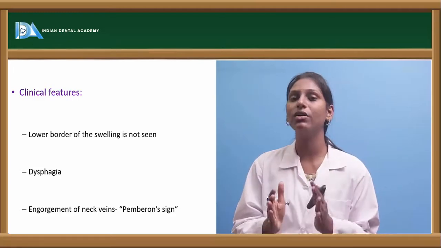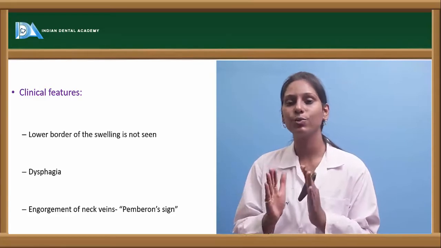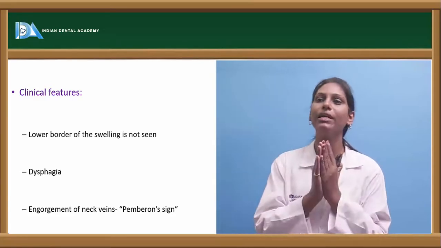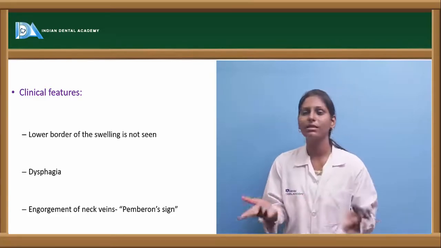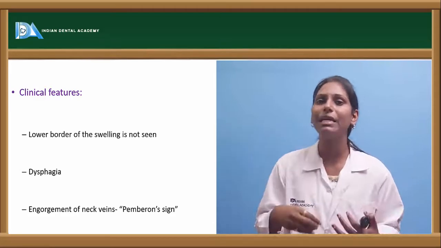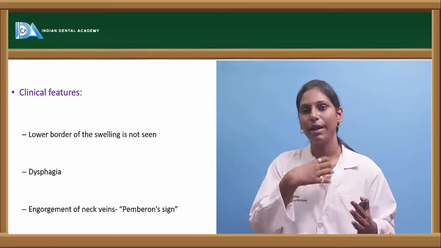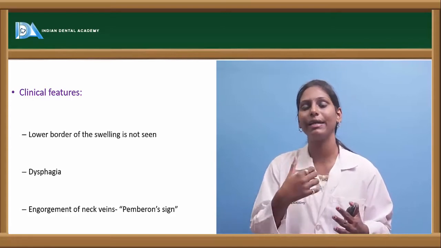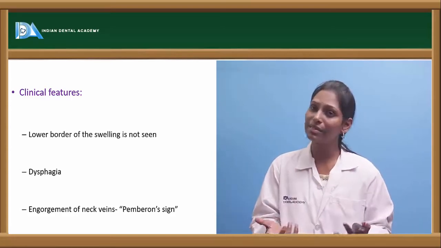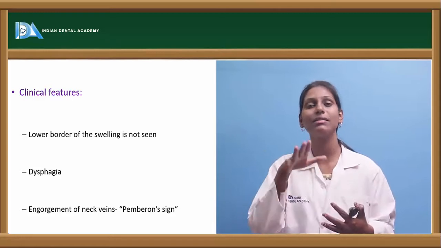Then it will have characteristic pressure effects. Remember, the retrosternal goiters usually have pressure effects. What are the various pressure effects? Dysphagia, obviously. Patient will have difficulty in swallowing because of compression of the esophageal part. Behind, the esophageal part is being compressed. Patient will have dyspnea. Why? Because the tracheal compartment is again being compressed.